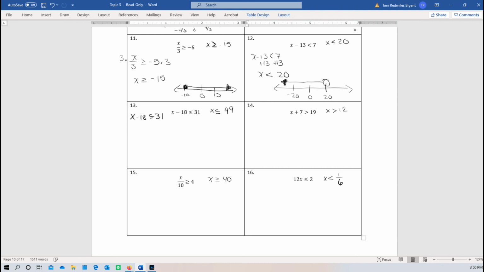All right, so 18 is subtracting from the x. To undo it, I have to add it on both sides. We're going to get x is less than or equal to 49. And if I do a line graph for that, it's also equal to 49, so I need a dark circle. I need to fill it in. And it's the stuff lower, so it's 0, it's 30, it's 48, everything to the left of the number.